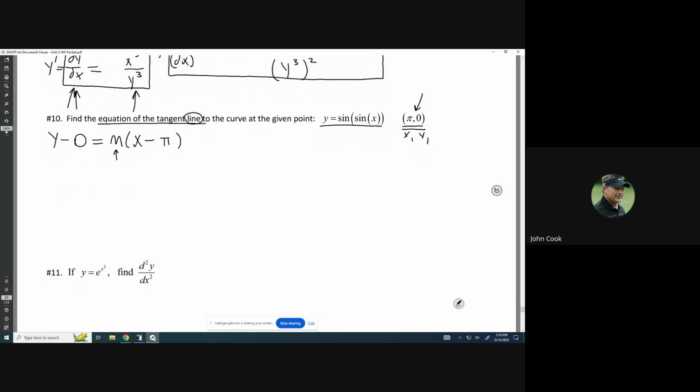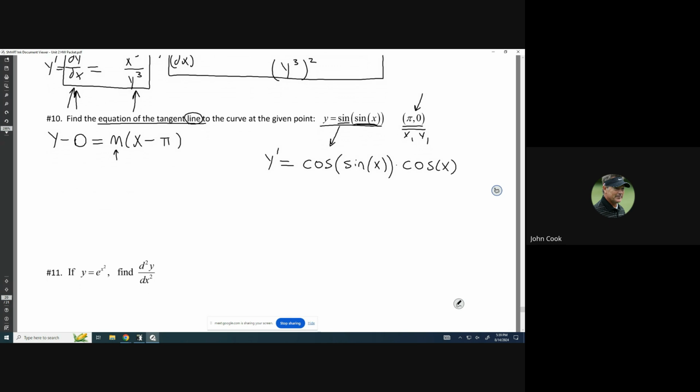And to find the slope of the tangent line to a curve at a point, that is the derivative. So that means that I'm going to use this thing and find its derivative. So here we go, y prime. This is a chain rule problem, sine of sine of x. Well, I just start from the outside. The derivative of sine is cosine, so I have cosine of sine of x. And then I multiply that by the derivative of the inside. The derivative of sine is, again, just the cosine of x.